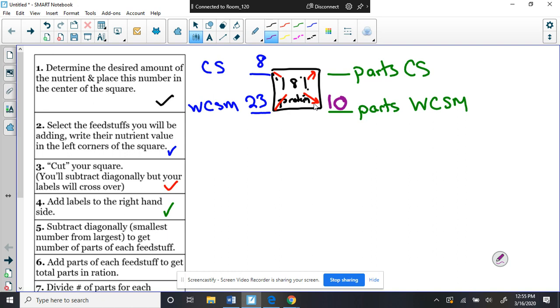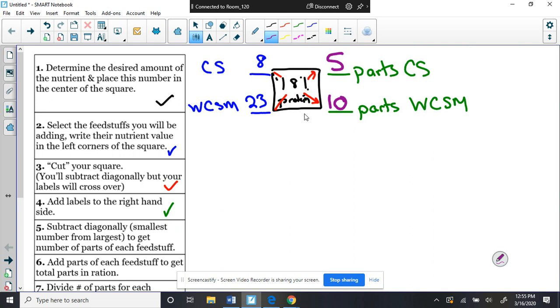So I'm taking that number in the upper left, and I'm subtracting it from the 18 because it's bigger. And then I'm going to cross that number over to the opposite corner. I'm following those arrows that I put in step number 3. This is how the balancing of these 2 ingredients to get to a middle happens. So I do the same thing with my whole cottonseed meal. I'm going to take my 23 and subtract 18, which is going to give me 5, and it's going to go to that diagonal corner, which gives me 5 parts of the corn silage.